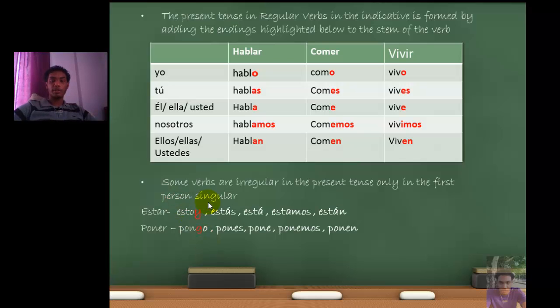Some verbs are irregular in the present tense only in the first person singular, right? So, for example, estar goes to estoy and poner goes to pongo, but it continues its regular conjugations. So you can take a note of these. You can pause the video at any time. You can take notes.